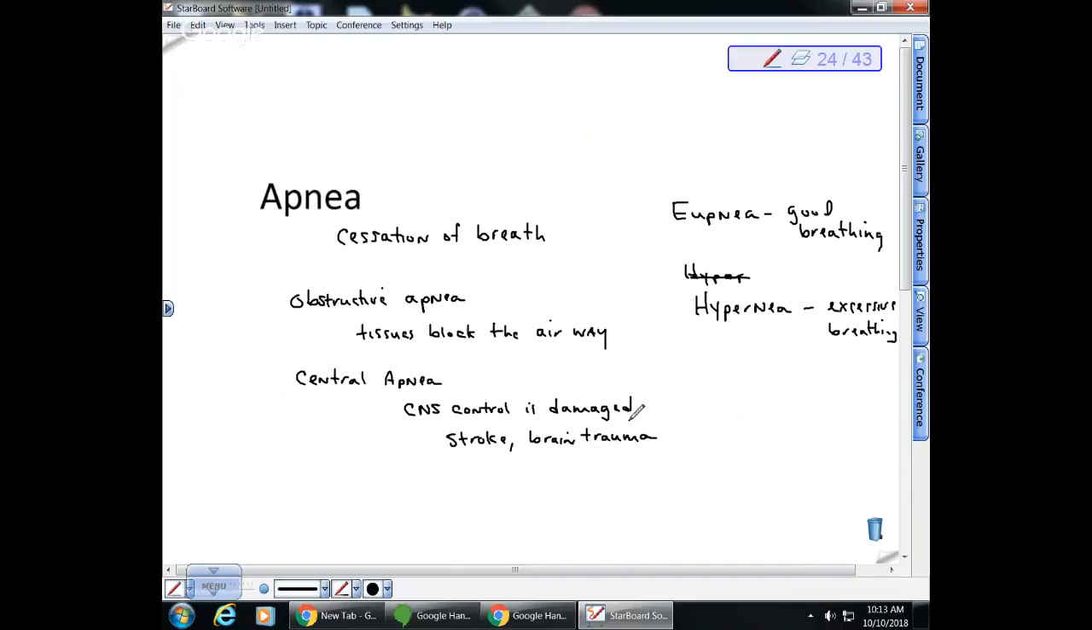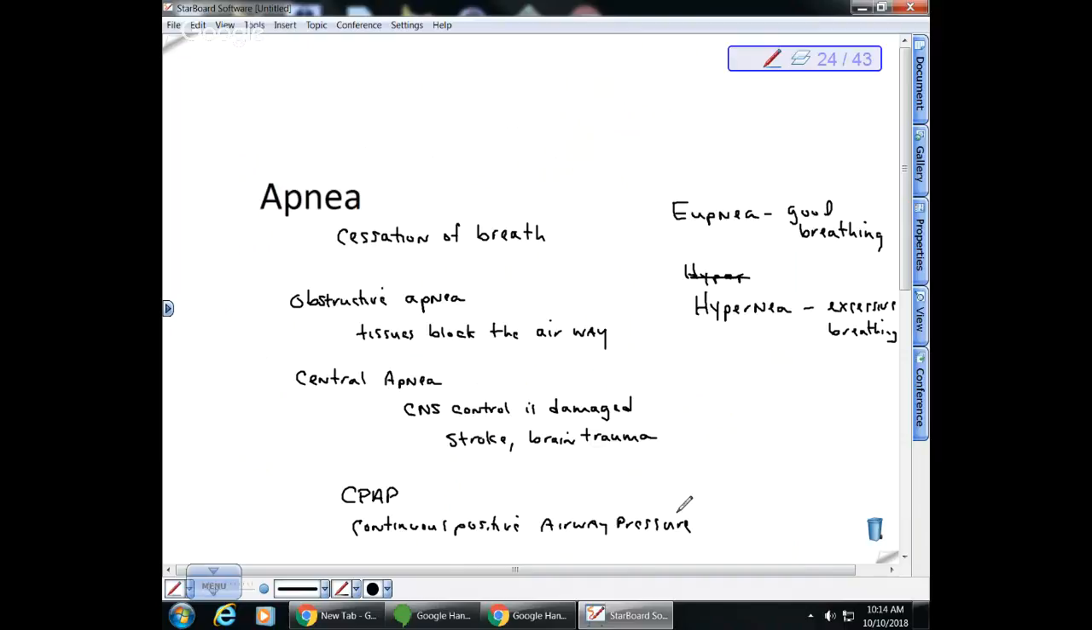But how do they treat this? Does anybody know? What's it called? CPAP. What does CPAP stand for? Do you know? Continuous positive airway pressure. Yep. Continuous positive airway pressure.